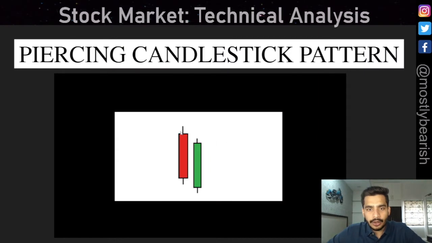So what you see right now on your screen is a piercing pattern. This is a two candlestick pattern. The prior trend should be downwards. When you see a big red candle followed by a green candle, you can understand how this green candle pierced through these falling prices. Hence the name piercing candlestick pattern.